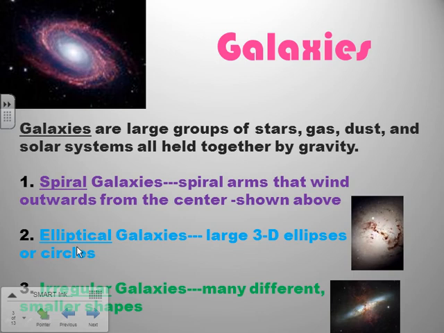The second type is elliptical galaxies, which are large 3D ellipses or circles, such as the one you see in your notes. And the third type are irregular galaxies, and these are just many different smaller shapes, and they can really vary. And you have a picture of those in your notes as well.